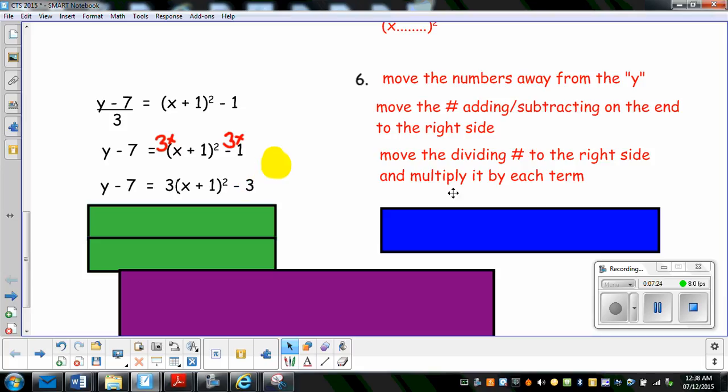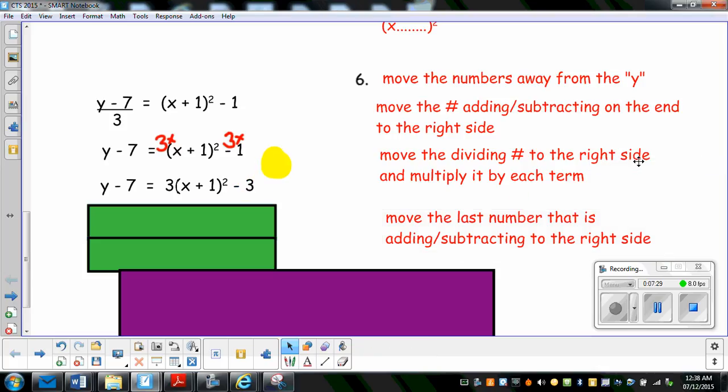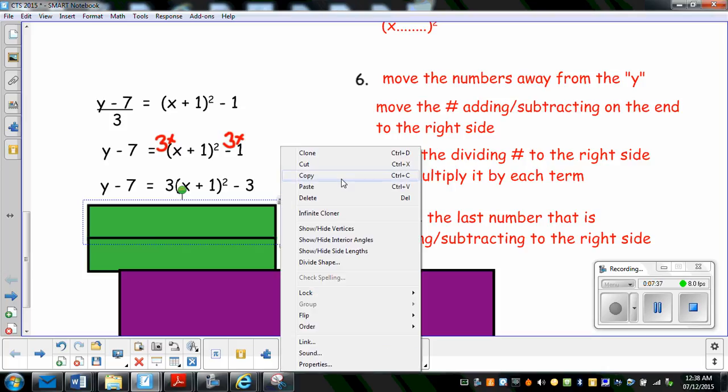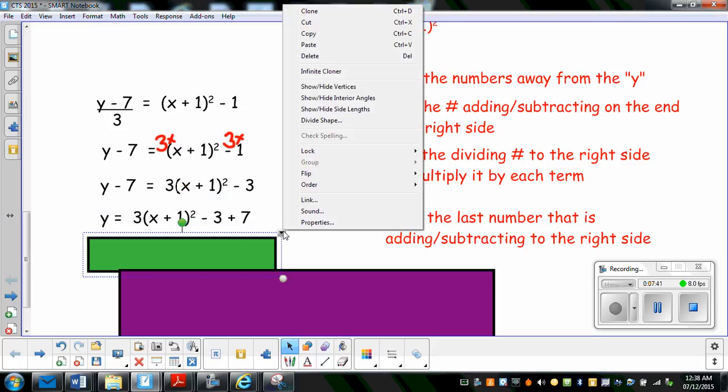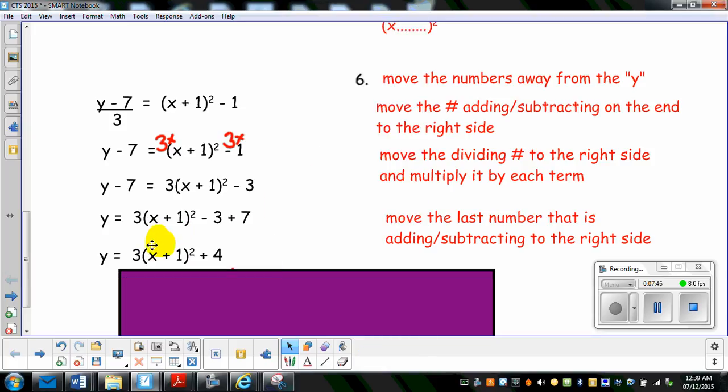Then 3 times negative 1 is just going to be negative 3. And then our last step is to just move that last number, which is the minus 7, to the other side, and it becomes plus 7. When we simplify that at the very end, we end up with y equals 3 bracket x plus 1 squared, and then plus 4 on the end.